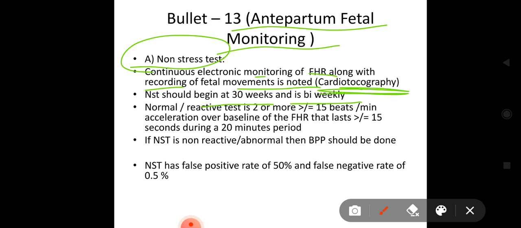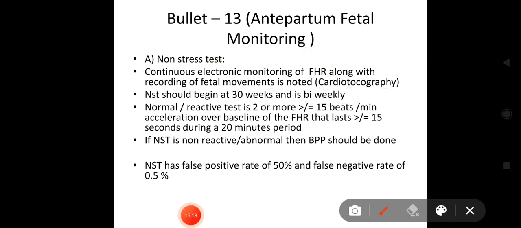So what is a normal or reactive NST? Two or more accelerations of more than or equal to 15 beats per minute over the baseline of the FHR that last more than or equal to 15 seconds during a 20 minute period. So this line is very important. What is a normal or reactive NST? Two or more accelerations of more than or equal to 15 beats per minute over baseline of the FHR that last more than or equal to 15 seconds during a 20 minute period.